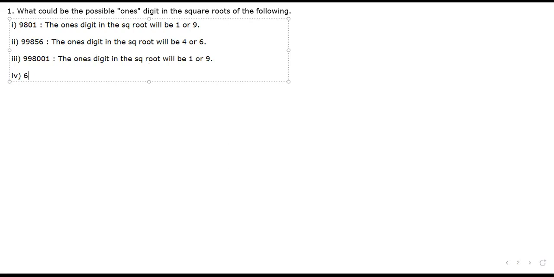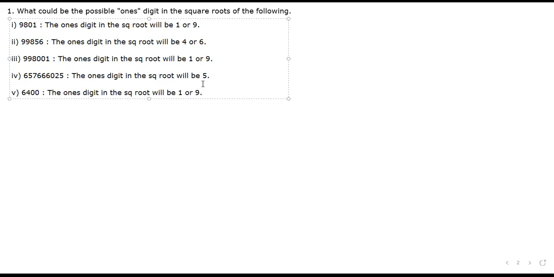Next number 657. 666025. 5 only, because only 5 ends with the 5. Few extra examples I'm giving. You tell me. 6400. Whose square ends with a 0? 0s.